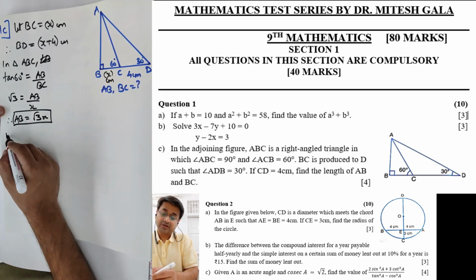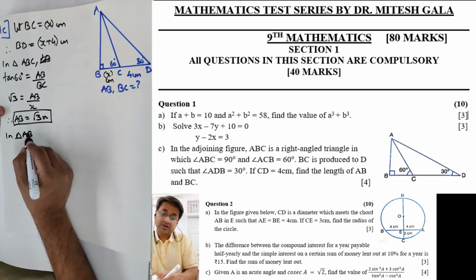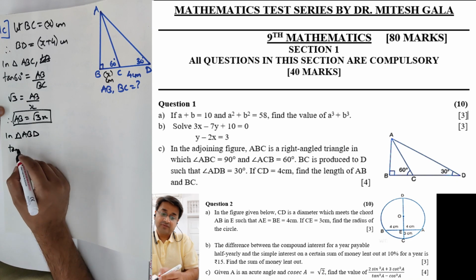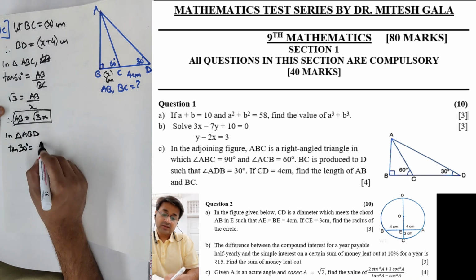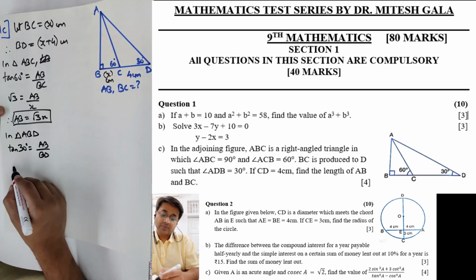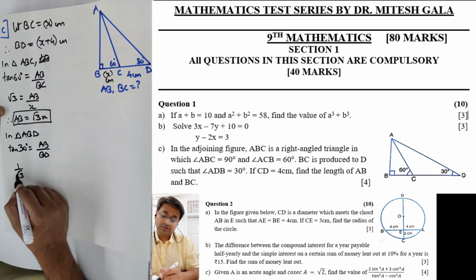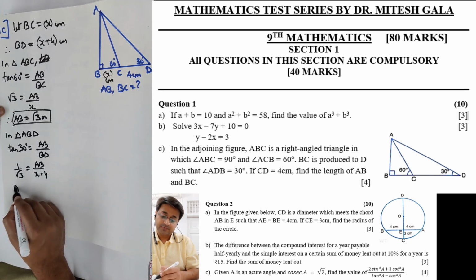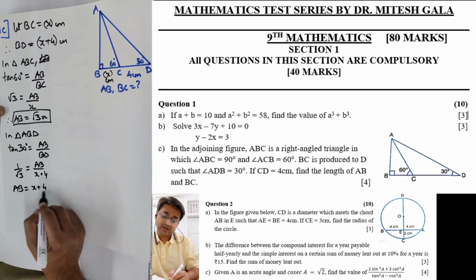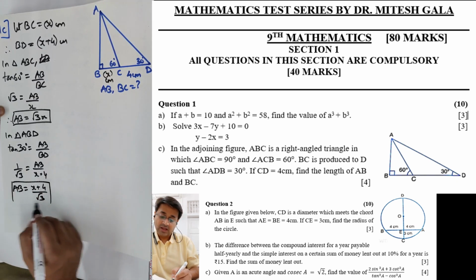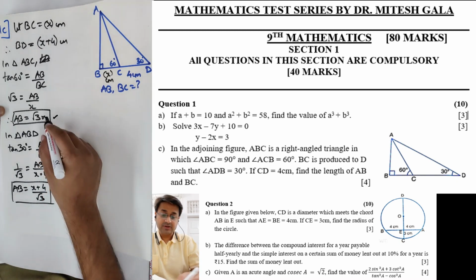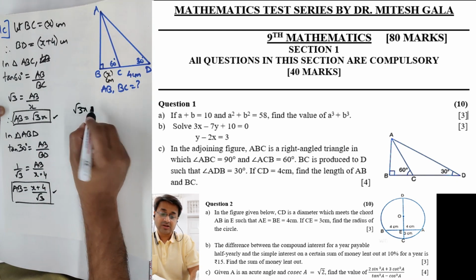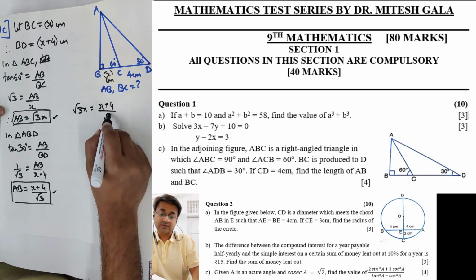That's the first part we get. Again, let's take big triangle ABD, and we shall say tan 30 is AB upon BD. So tan 30 is 1 by root 3, AB is unknown but BD is x plus 4. So I can say AB is x plus 4 by root 3. Since we got both of them as AB, let's compare together. So root 3x is equal to x plus 4 by root 3.